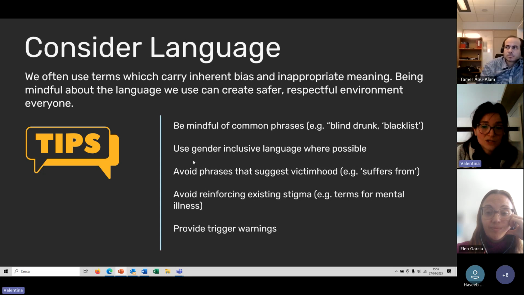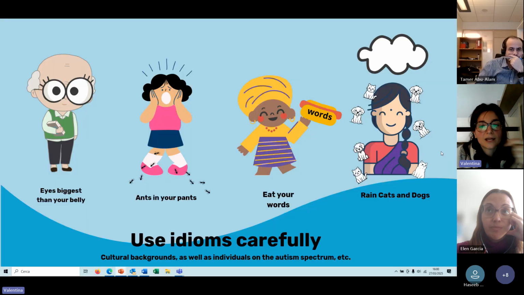Also, use gender inclusive language where possible, because it's not always possible. We should avoid phrases that suggest victimhood, like "suffer from," and avoid reinforcing existing stigma. For example, we use a lot, in an unconscious way, terms for mental illness. I think these are just some tips that we can think about.